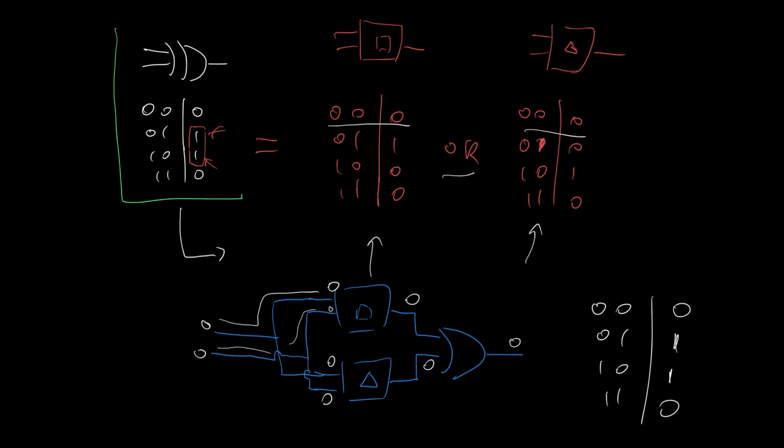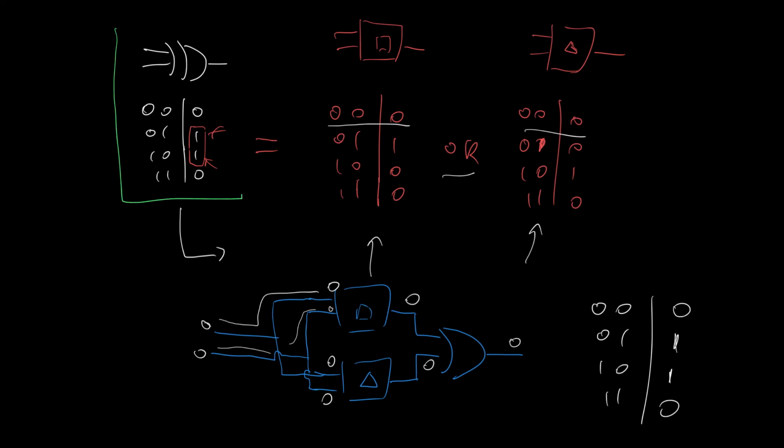Well, how can I rearrange the rows of an AND gate? Well, a moment's thought shows that I can do that by adding an inverter to one or both inputs. So let's have a look at what happens if I add an inverter to the first input of my AND gate here.